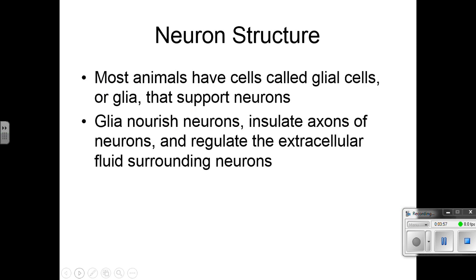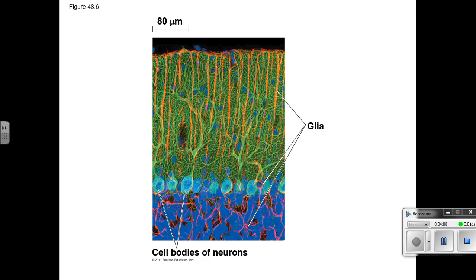Most animals have cells called glial cells, or glia, that support the neurons. Glia nourish neurons. They insulate the axons of the neurons, and they regulate the extracellular fluid around the neurons. So here's your neurons, here's your cell body and your axons. And then the glial cells are going to be right here, and they are just going to nourish and support those neurons.